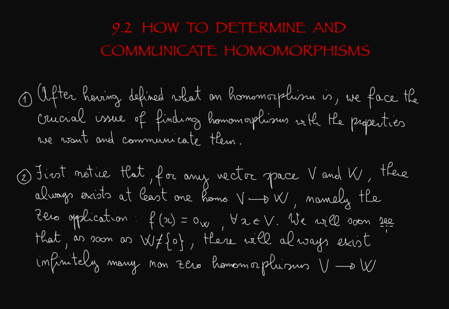However, we will soon see that as soon as W is a non-zero vector space, so it is a vector space that is not reduced just to the identity element and will have at least dimension 1, there will always exist infinitely many non-zero homomorphisms from V to W.